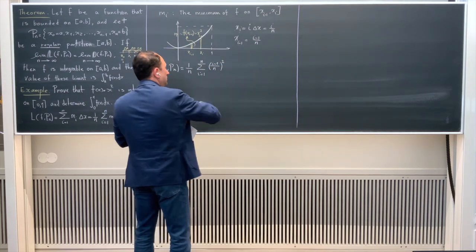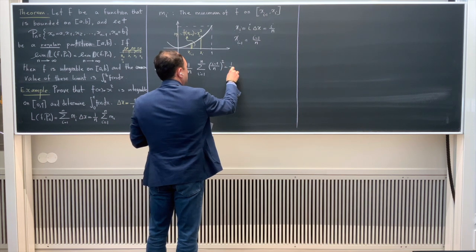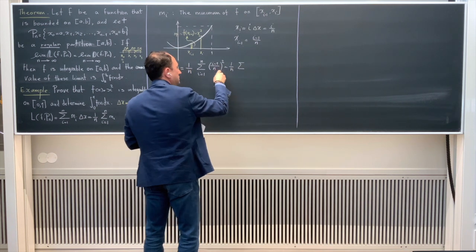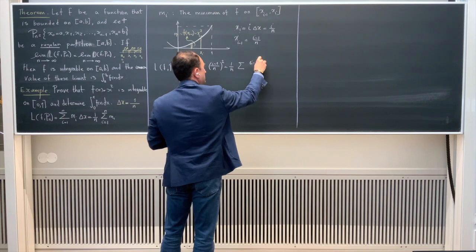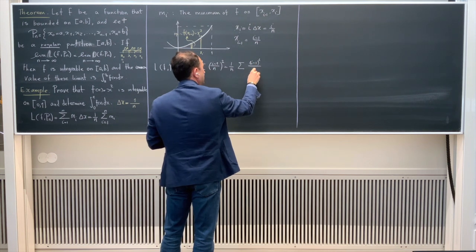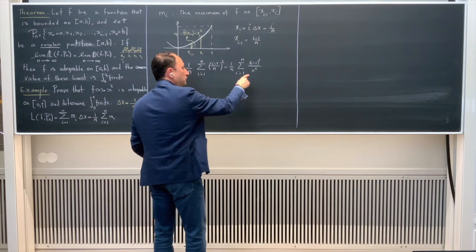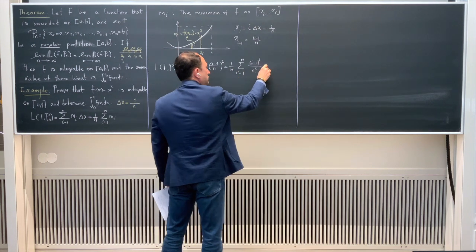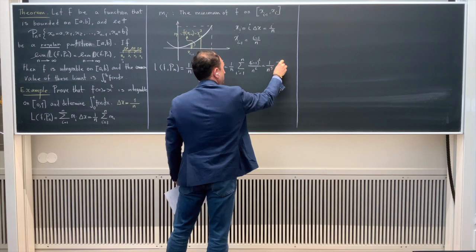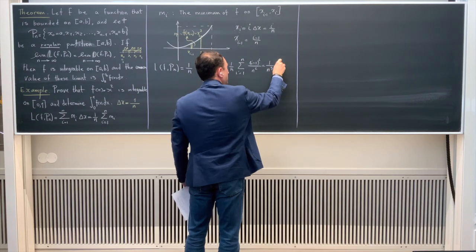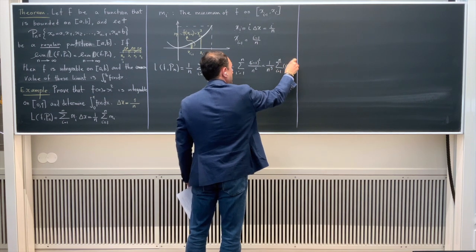And then, again, this becomes 1 over n sigma. I raise it to power 2, it becomes (i minus 1) to power 2, and then n squared. i goes from 1 to n, but again, this n squared can be pulled out because it does not depend on the counter. So this becomes 1 over n to the power of 3 sigma, i goes from 1 to n, (i minus 1) squared.